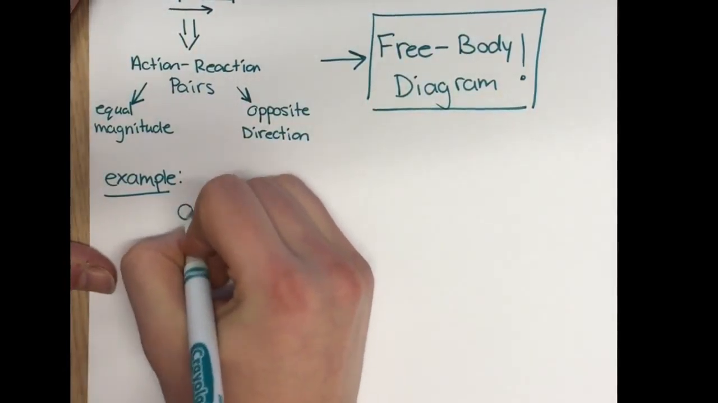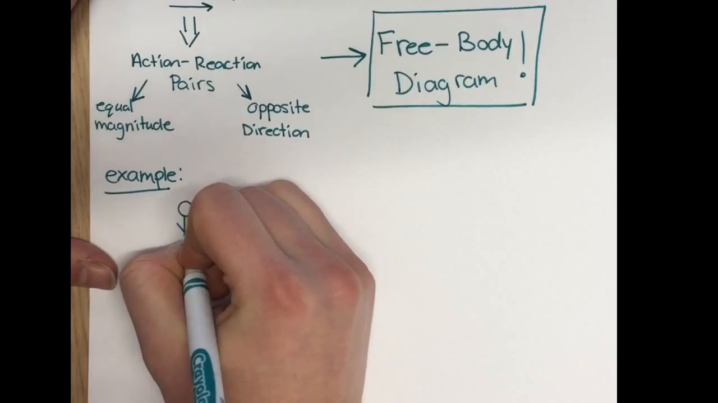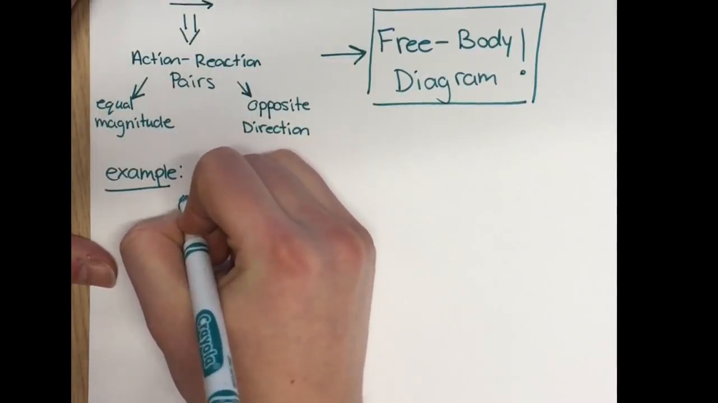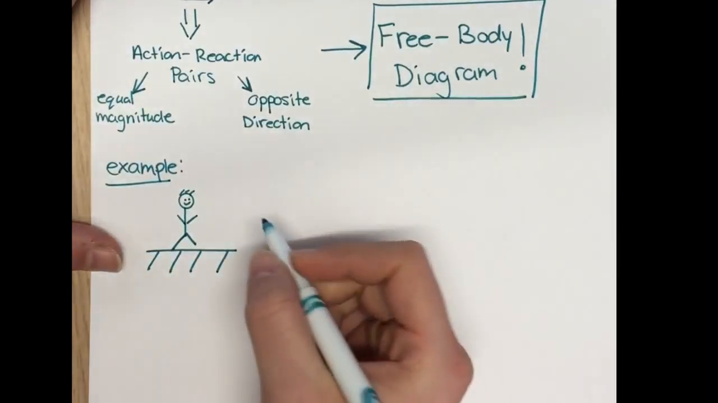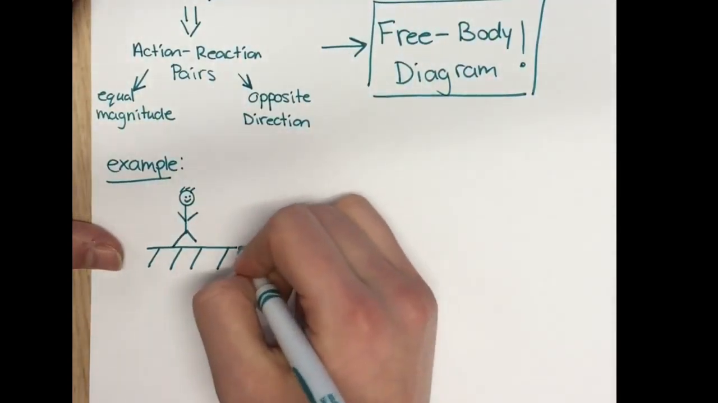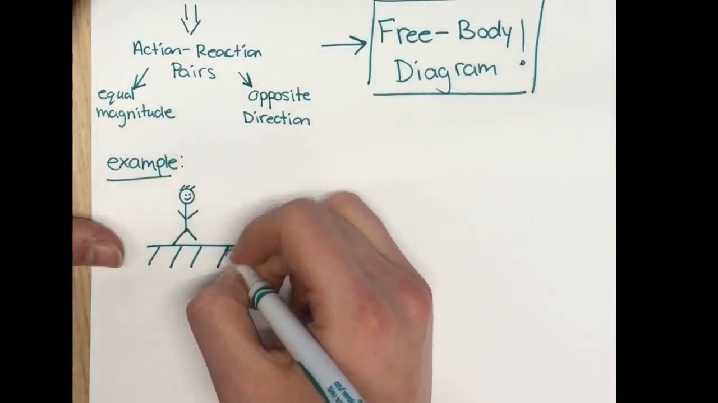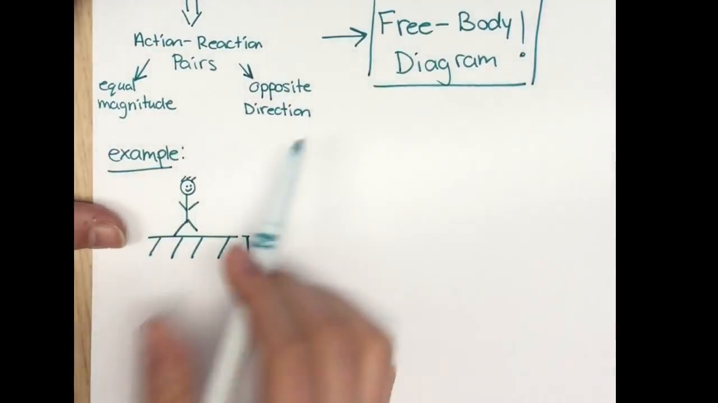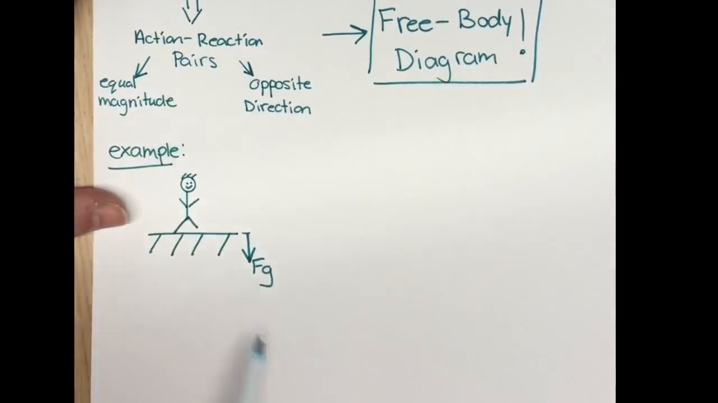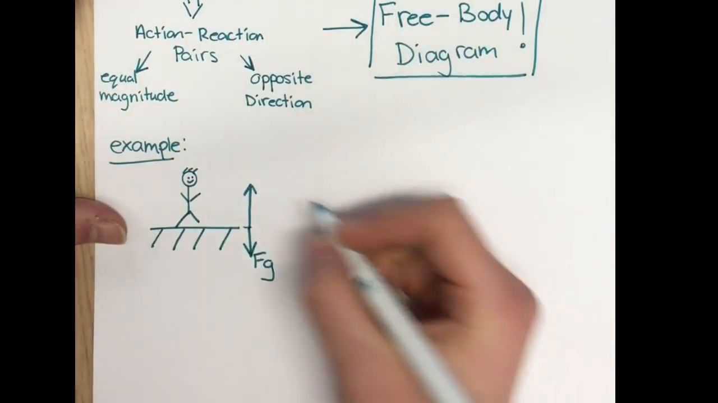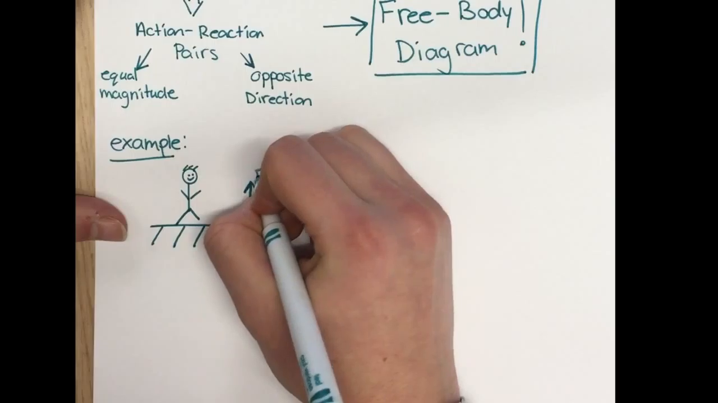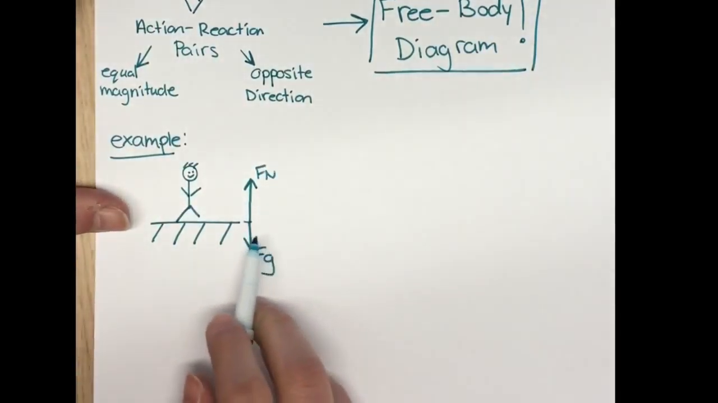Let's say I have a person standing on a road. He's smiling. Here's the road. The person exerts a force onto the road due to the force of gravity. So we're going to denote that as Fg. And now, because of the action-reaction pairs, the ground exerts the same force but in the opposite direction. And this is going to be denoted as the normal force.